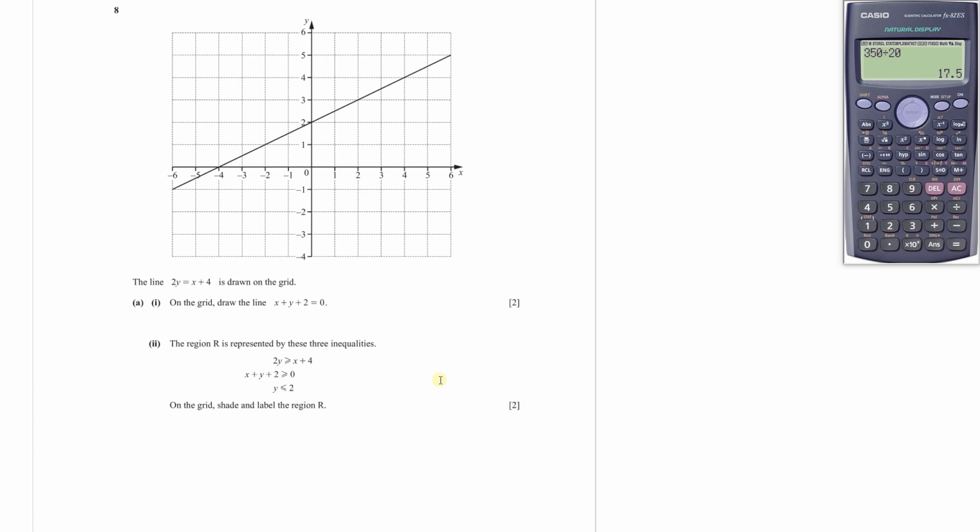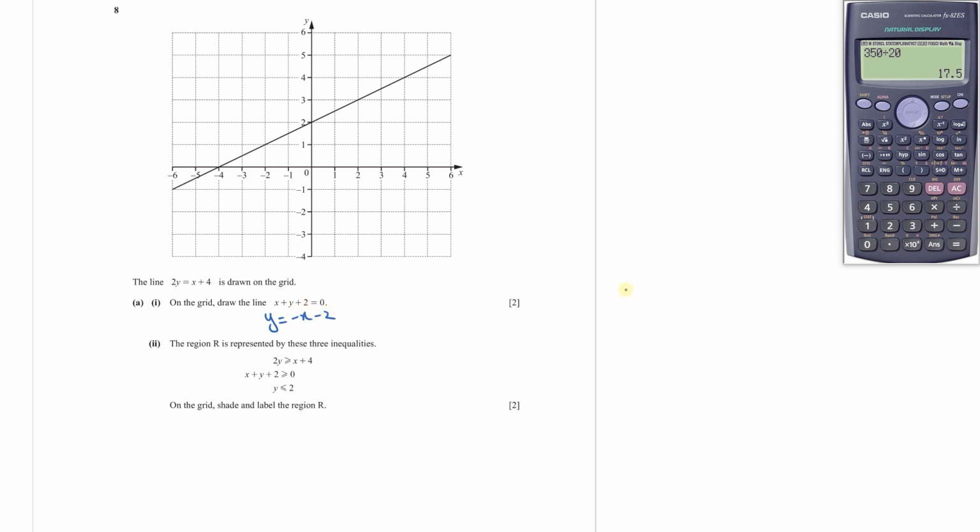So question number 8: the line 2y equals x plus 4 is drawn on the grid here. On the grid, draw the line x plus y plus 2 equals 0. So let's make y the subject here. So this will be y equals minus x minus 2.